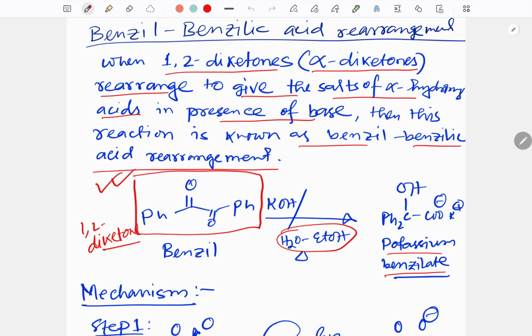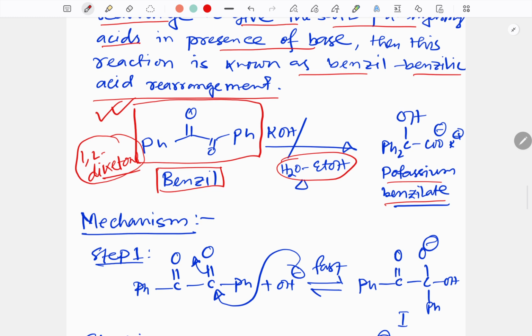To understand this rearrangement, first we have to take one important organic compound, that is called benzil. This is the structure of benzil. You can see it contains two keto groups and two phenyl groups, so it is also called a 1,2-diketone. Now once you take benzil and add potassium hydroxide as a base in a water-ethanol solvent medium, and heat it, it will give you potassium benzilate. This is the overall reaction of the benzilic acid rearrangement.